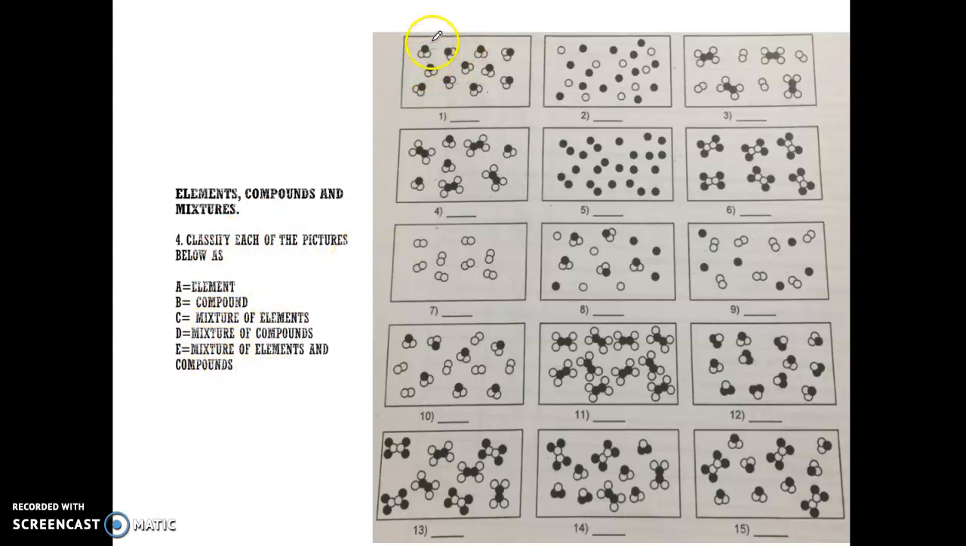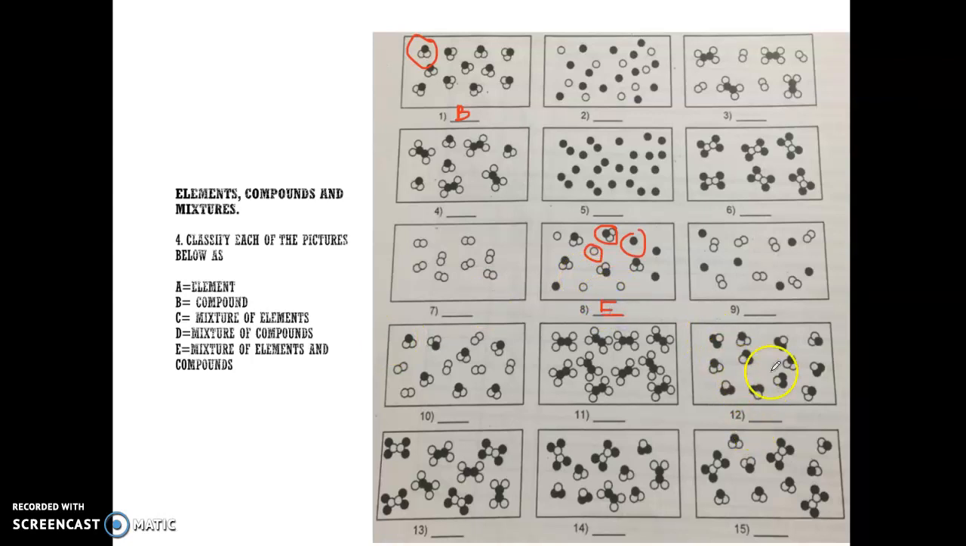So here, notice that everything is the same. It looks kind of like water, which is probably what that is. So that would be B, a compound. I'll jump to number 8 here. Here, that's an element. That's an element. Those are different elements. And then I also have a compound here. So I have a mixture of elements and compounds. That would be like letter E.